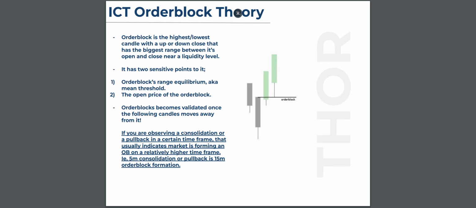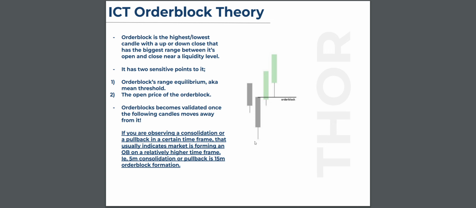Oh, hold on, I forgot to mention something very important here. If you're observing a consolidation or a pullback in a certain time frame, that usually indicates the market is forming an order block on a relatively higher time frame. For example, if the market is consolidating on a 5-minute chart, what that means is, in reality, a relatively higher time frame is forming an order block. So what is the relatively higher time frame of 5-minute? It is 15-minute, right? So that means the 15-minute time frame is probably forming an order block.